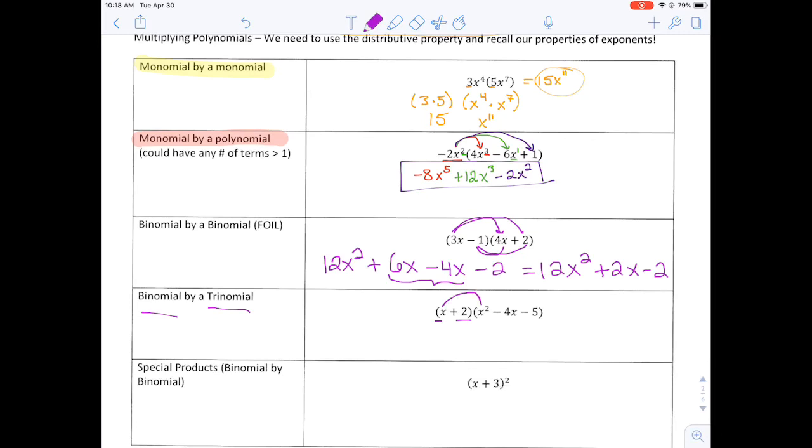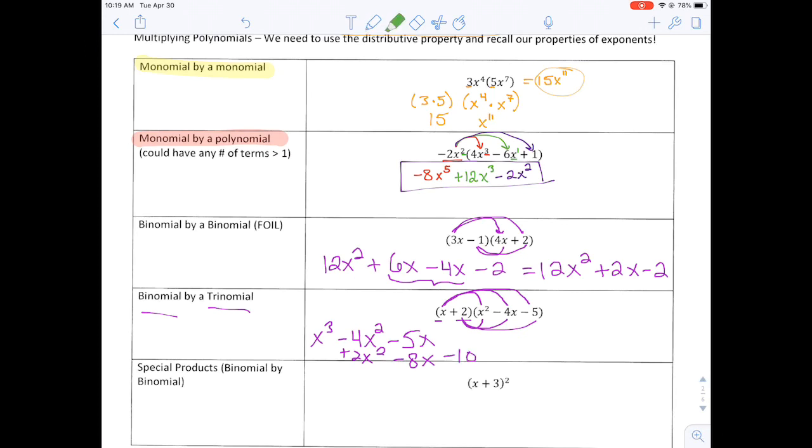So x has to get multiplied by x squared, leaving me with x cubed. x then has to get multiplied by negative 4x, leaving me with negative 4x squared. Then x has to get multiplied with negative 5, leaving me with negative 5x. As I keep going, now 2 has to get multiplied with the x squared, so we'll have a plus 2x squared. I'm lining it up underneath the like term, so it's easy for me to add in a minute. Then 2 has to get multiplied with negative 4x, making it negative 8x. And 2 has to get multiplied with negative 5, making it negative 10.